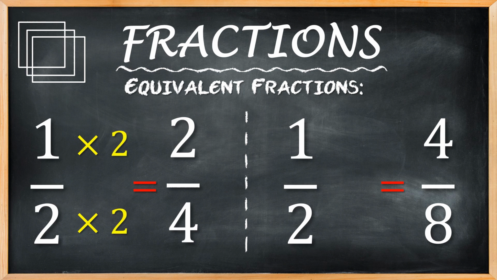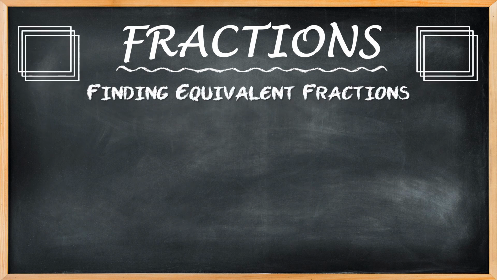Let's try it again with multiplication by 4. 1 times 4 over 2 times 4 equals 4/8. Pretty simple, right? Finding equivalent fractions. Now, let's practice finding equivalent fractions with a step-by-step example.